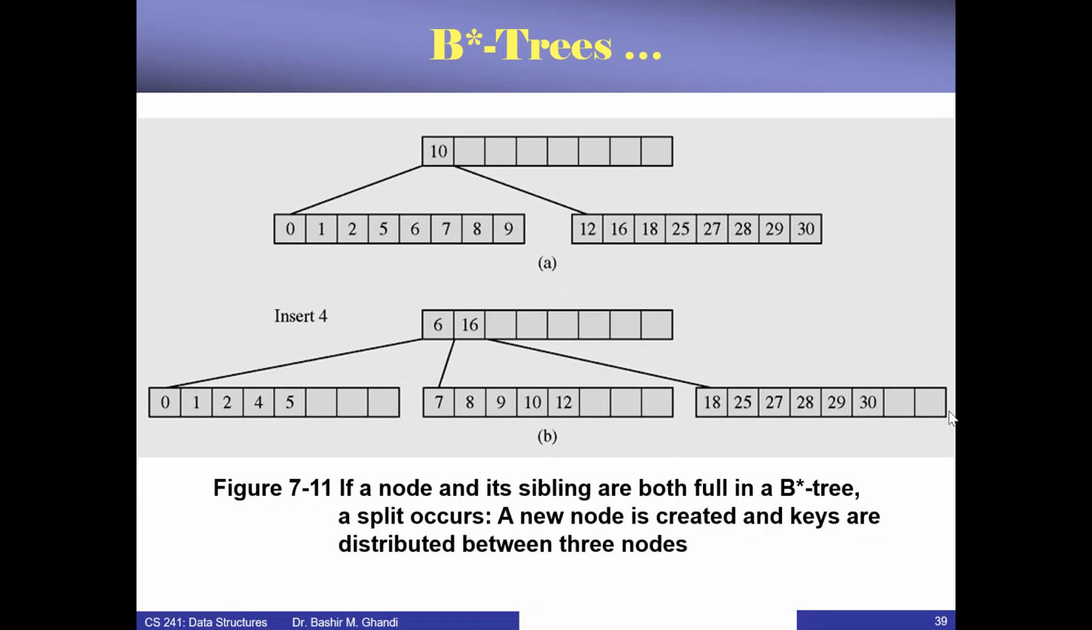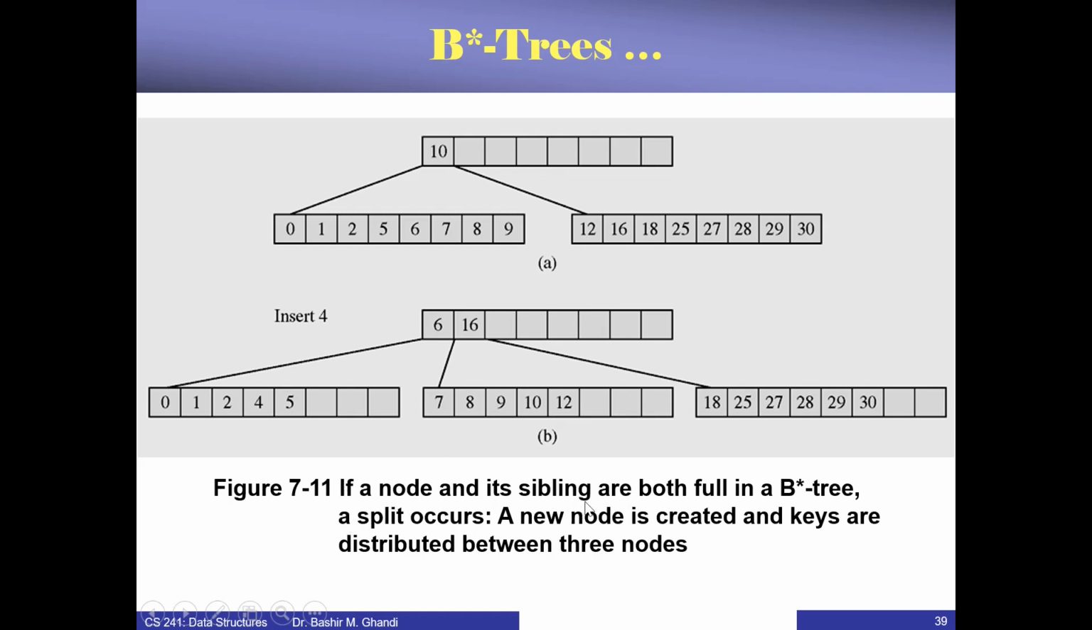What about here? This is another example. What if both the 2 siblings are full? We cannot redistribute the keys, and we need to insert 4. Inserting 4 will be somewhere here before the 5. So what we do here, instead of splitting just 1 node, we actually split these 2 nodes into 3, creating some rooms for each of the nodes, so that next time we may be able to succeed in insertion without any problem. This is the idea.